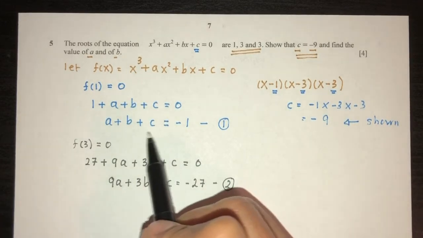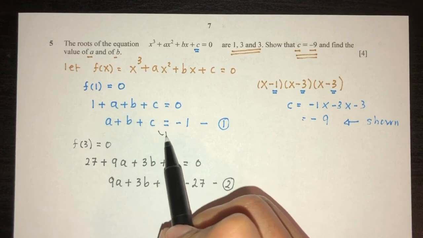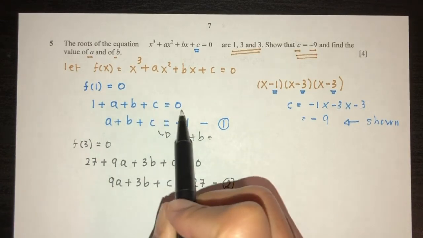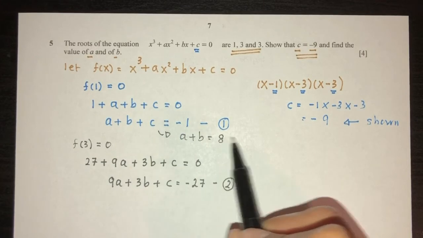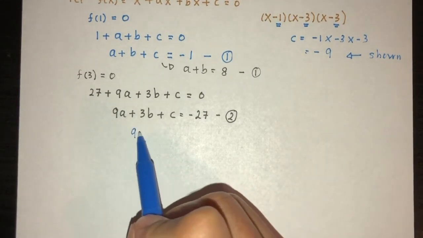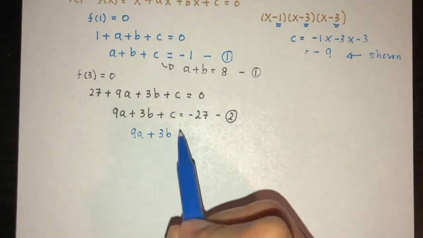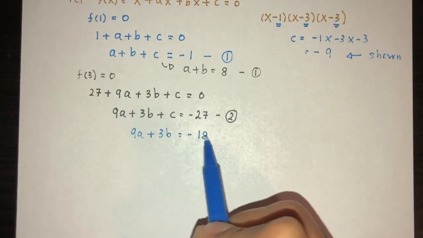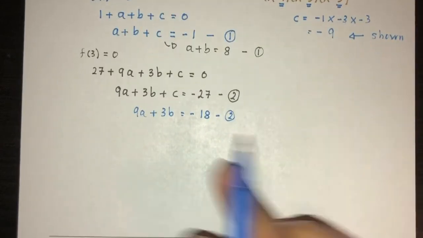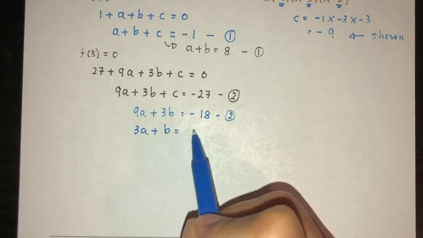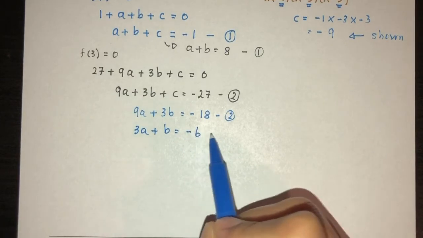So in this case, you will have a new equation. From this, you will have a plus b. c is minus 9. You send this over here, it will become plus 8. That is equation number 1. Now same thing here. You have 9a plus 3b. c is minus 9. Send this over here, it will become plus 9. So you will have minus 18. That is number 2. Now we can divide by 3. You will have 3a plus b is equal to minus 6.